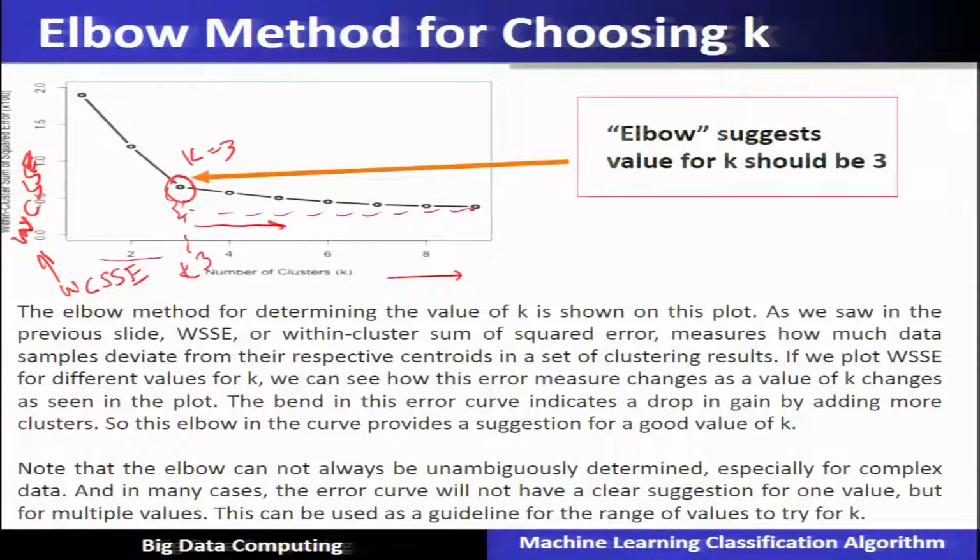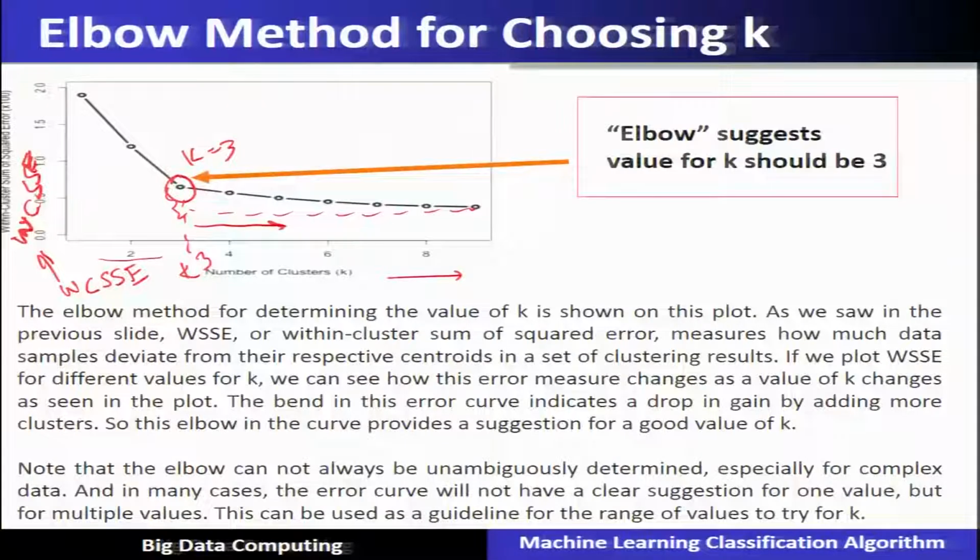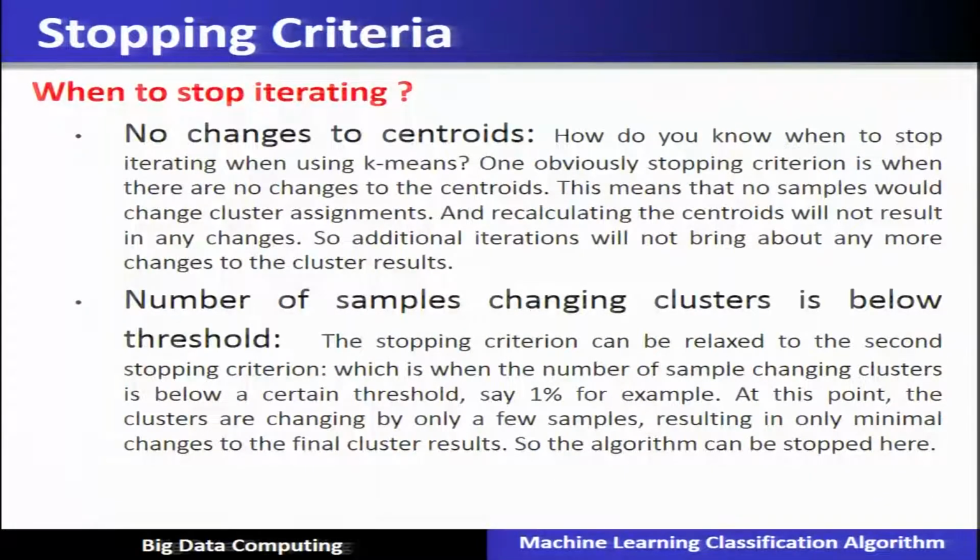Note that the elbow cannot always be unambiguously determined, especially for complex data, and in many cases the error curve will not have a clear suggestion for any value, or will suggest multiple values. This can be used as a guideline for trying the value of k.